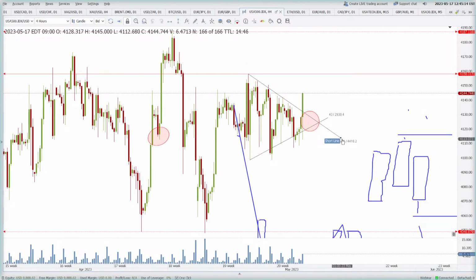So here something has happened. Anyways, the price has broken higher. 4144 is where it is trading right now. 4158 is the resistance.